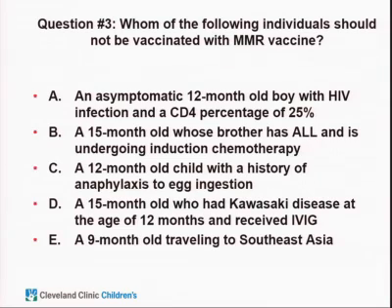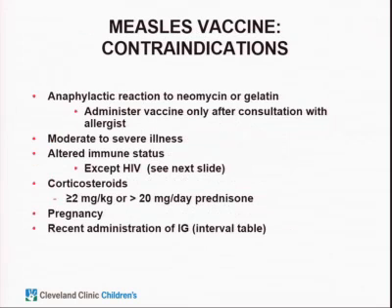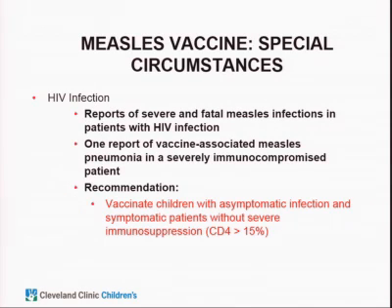All right, very good. So the child who has received IVIG, there is an interval of time after IVIG in which you can give live virus vaccines, and we'll review this. So these are the contraindications. Certainly anaphylactic reactions to neomycin or gelatin, moderate to severe illness. Altered immune status is generally a contraindication. The one exception is HIV, which I'll talk about. The receipt of corticosteroids, and we usually define that by 2 mg per kilo per day or greater than 20 milligrams a day of prednisone. Pregnancy is a contraindication, and again, recent administration of immunoglobulin.